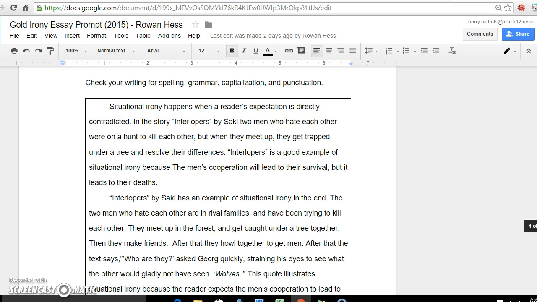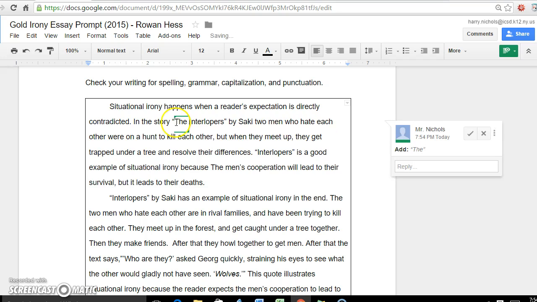Rowan, really some clear writing is what I really like about this. A couple of minor errors, though. You want to make sure that you have the complete title of the story whenever you say the story. So it's not Interlopers, it's The Interlopers. So fix that throughout your essay.